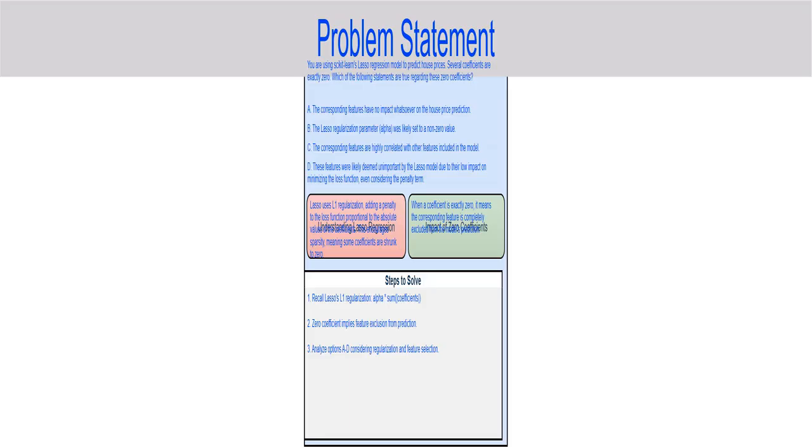I'm introducing the core topic, Lasso regression, and what it means when we get zero coefficients. We'll explore why these zeros appear and what they tell us about our data. It's like detective work. Imagine you're using Lasso to predict house prices. You get some coefficients equal to 0. This is our mystery we need to solve. We want to understand what these zeros actually mean.